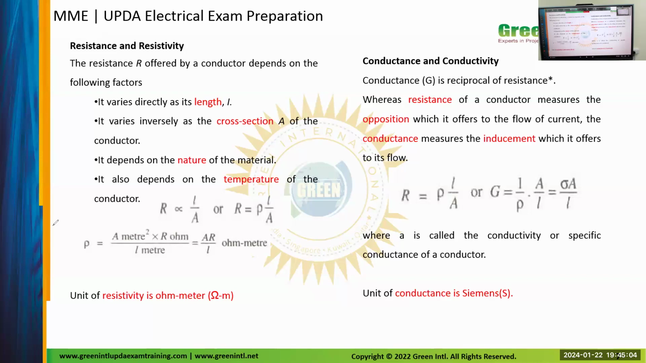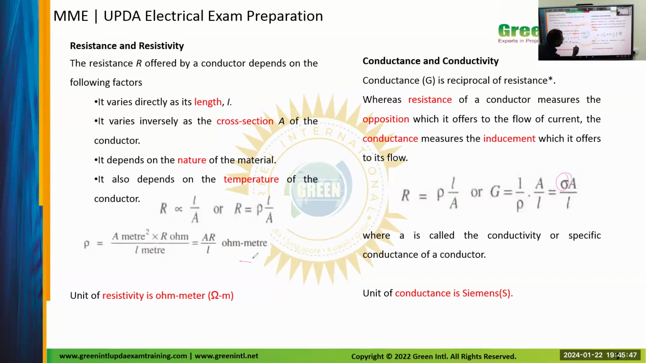We know the formula R is equal to rho L by A. So G is equal to 1 by R, which is equal to 1 divided by rho L by A. So here we write that. R is equal to rho L by A, so G is equal to the reciprocal. Here we use the term sigma. Rho stands for resistivity, sigma stands for conductivity. Or we may say it's a specific resistance, it's a specific conductance.